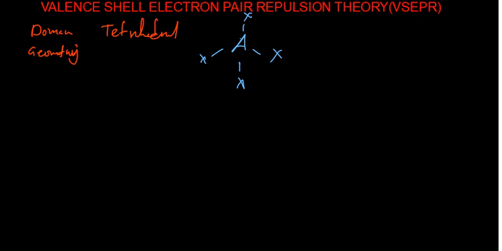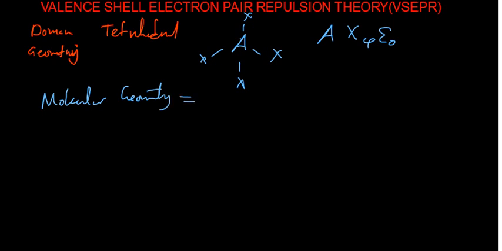So this kind of shape, because all these electron domains which we can see are atoms, the formula there is AX4. We don't have any lone pair of electrons. So even the molecular geometry is going to be tetrahedral, because all these are atoms which have reacted.